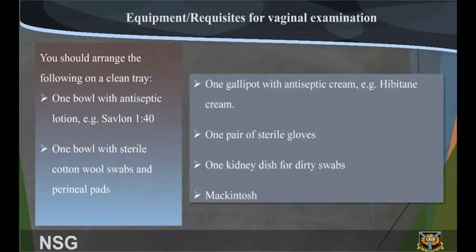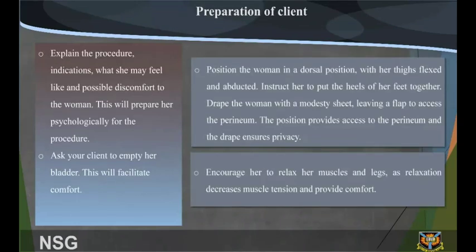Equipment and requisites for vaginal examination. You should arrange the following on a clean tray: 1 bowl with antiseptic lotion, 1 bowl with sterile cotton wool swabs and perineal pads, 1 gallipot with antiseptic cream, 1 pair of sterile gloves, 1 kidney dish for dirty swabs, Macintosh. Preparation of client. Explain the procedure, indications, what you may feel like, and possible discomforts to the woman.